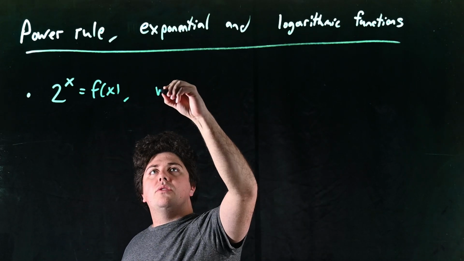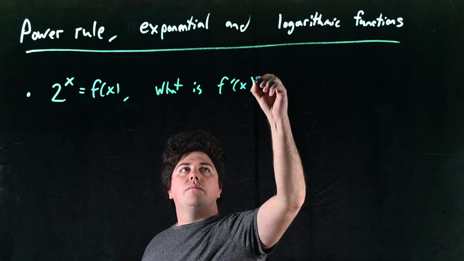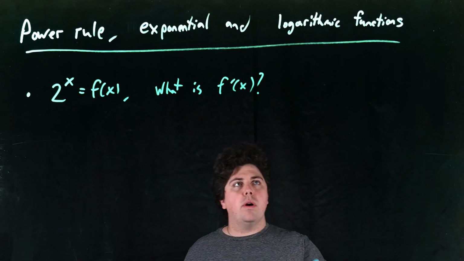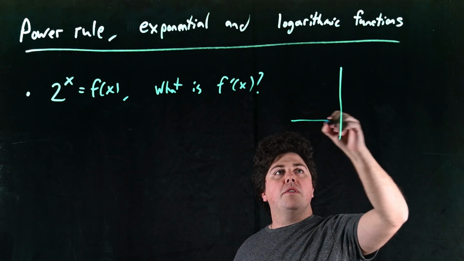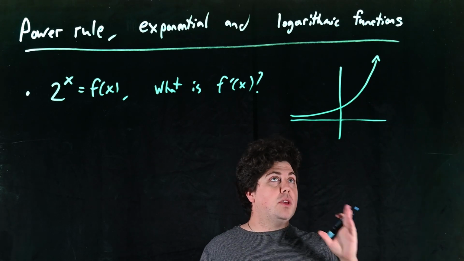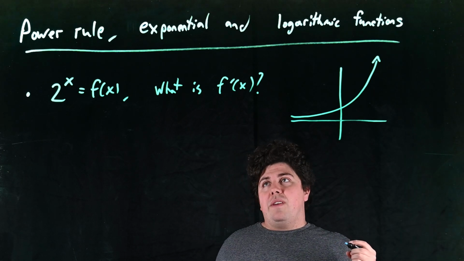So a question is, what is f prime of x? All right, well, what does the graph of 2 to the x look like? Well, I'll draw you the picture, but of course, if we just draw this rough picture without computer-generated precision, it basically just looks like the graph of e to the x.